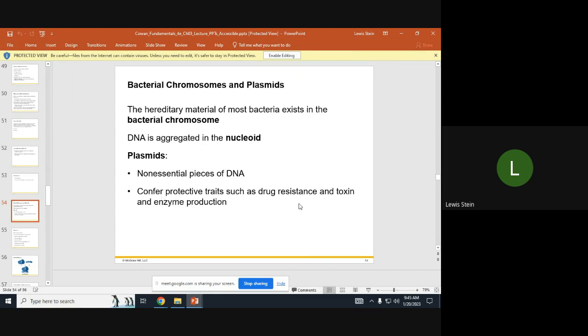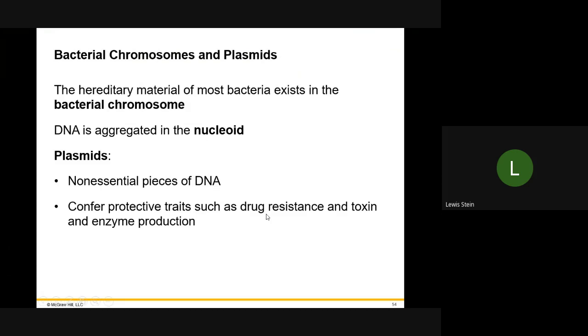They confer protective traits such as drug resistance, which is very often where the MRSA comes from, various things. And we'll see some examples of toxin and enzyme productions that go along. Because to some extent, that mutation is what changes a bacteria from being benign to being deadly.